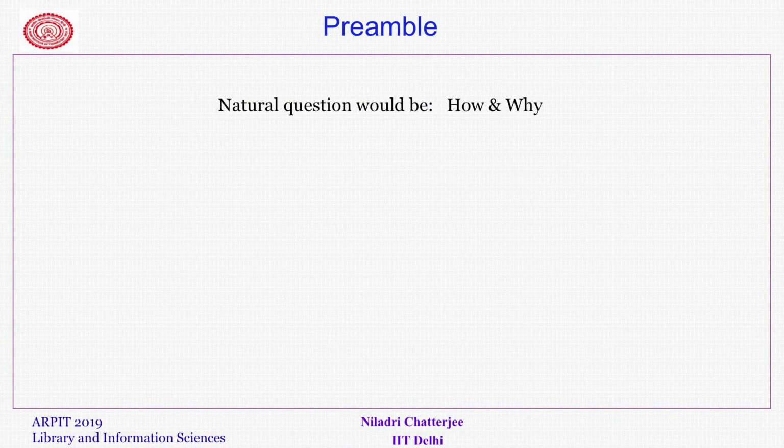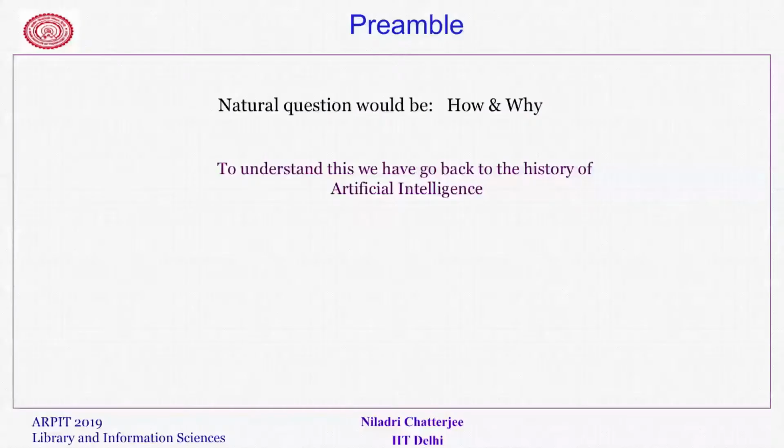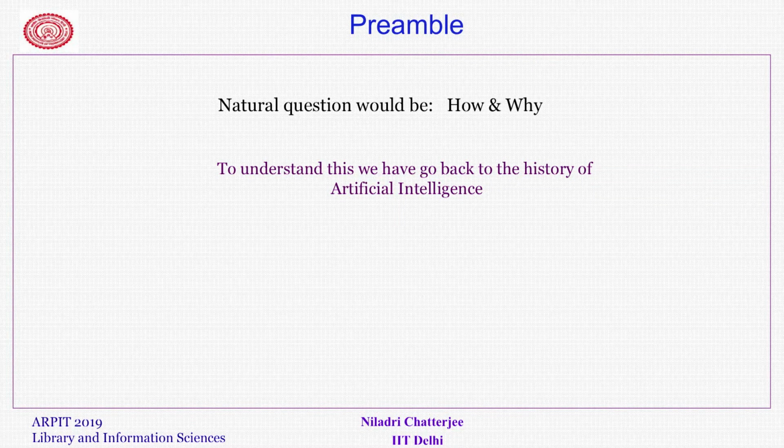So, in this talk, I shall try to explain to you how data is so relevant for the modern day design of different information systems. Now, the natural question will be how and why. How is data being used for AI based systems and why is it so useful for today's world? To understand this, we have to go back to the history of artificial intelligence. A common question that people often ask me is that artificial intelligence is a new thing, so why did it become so popular so quickly? In fact, that is a wrong notion.